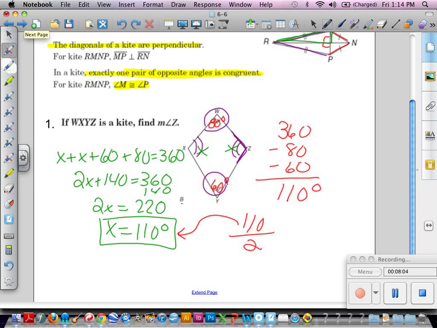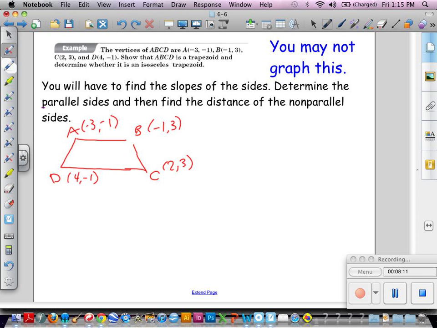Same thing. I just wrote it algebraically. All right, let's take a look at the last problem. It's a graphing problem, except I'm not going to allow you to graph it. You're given the vertices of a quadrilateral ABCD, and you need to show that it's a trapezoid, and then you need to decide if it's an isosceles trapezoid.